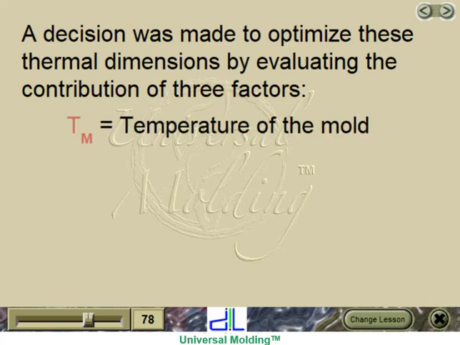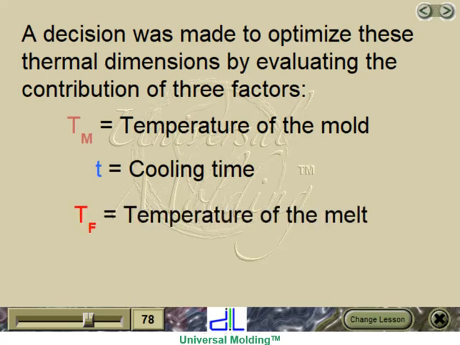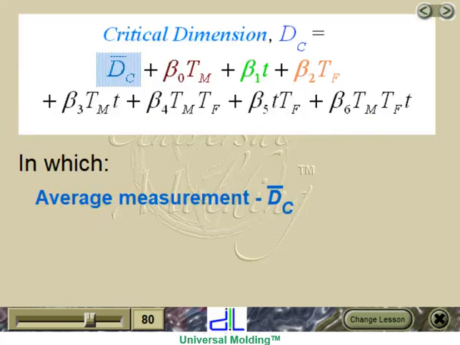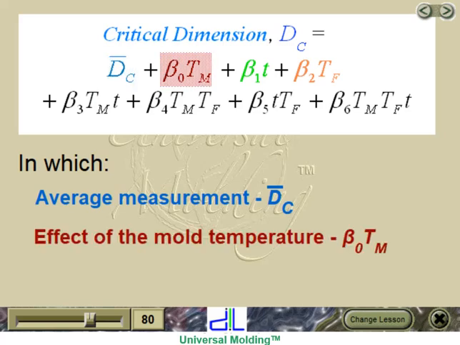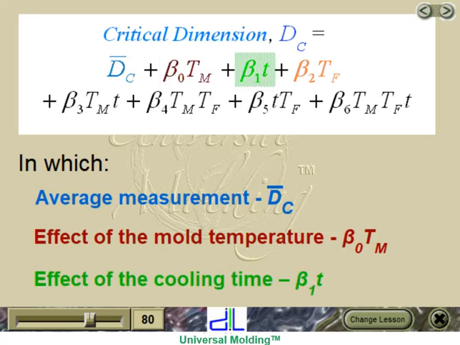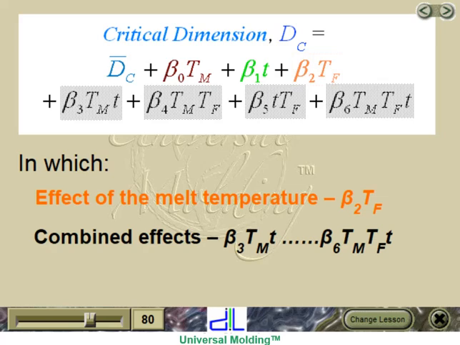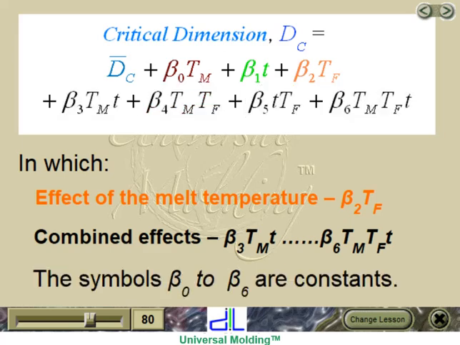T sub m equals temperature of the mold, T equals cooling time, and T sub f equals the temperature of the melt. The critical dimensions could be represented by the following lineal equation, in which average measurement equals D sub C, effect of the mold temperature equals B naught times T sub m, effect of the cooling time equals B sub 1 times T, effect of the melt temperature equals B sub 2 times T sub f, and the combined effects equal B sub 3 times T sub m times T through B sub 6, T sub m, T sub f, T. The symbols B naught to B sub 6 are constants.